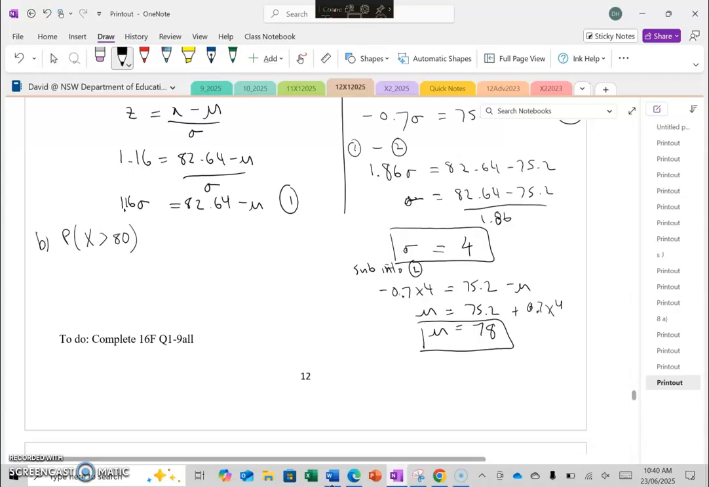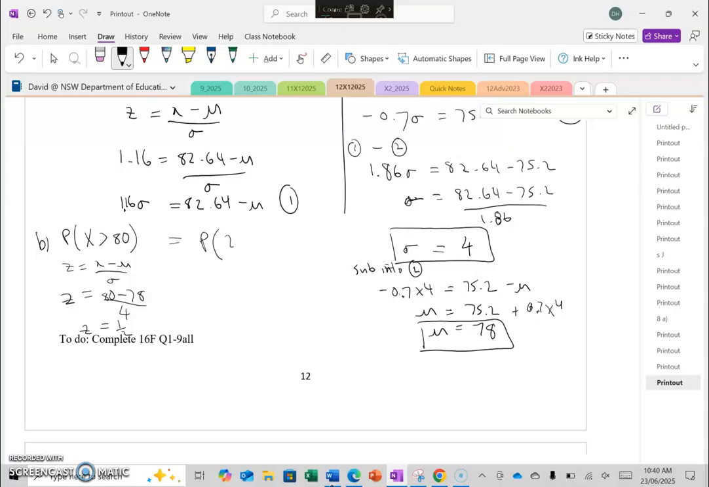We now know the mean and the standard deviation, so we can change this to a Z-score problem. Z equals X minus mu over sigma. If you put in 80, the mean is 78, the standard deviation is 4, you get Z as a half. So this question just becomes the probability that Z is greater than a half, or greater than 0.5, which is 1 minus the probability that Z is less than or equal to 0.5. Go to your table.